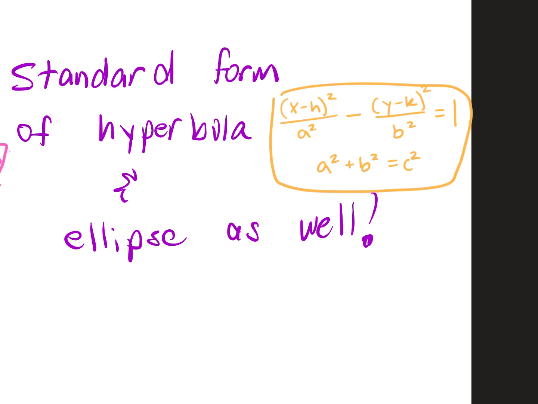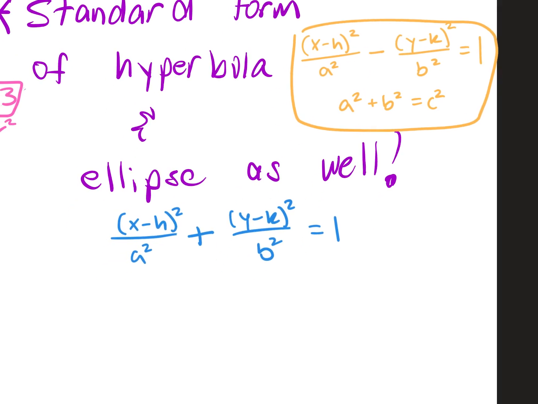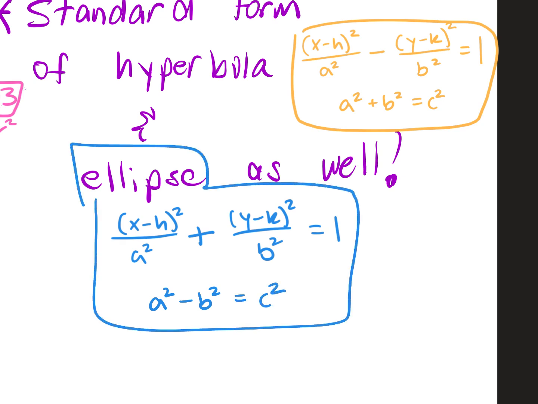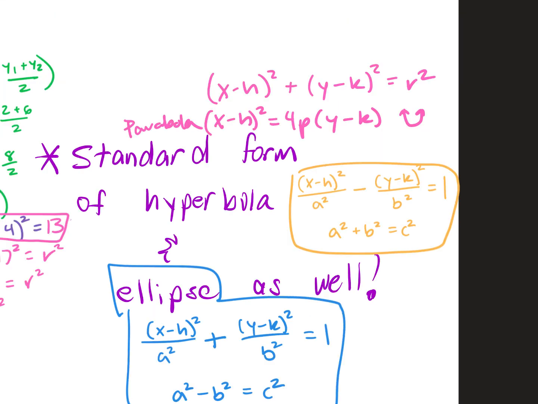So let's write the ellipse one now. For ellipse, it's x minus h squared over a squared. In the middle here, it's plus y minus k squared over b squared is equal to 1. Here, to find our c squared, or if c squared is given to us, it would be a squared minus b squared equals c squared. So this is the ellipse. This one's a circle.